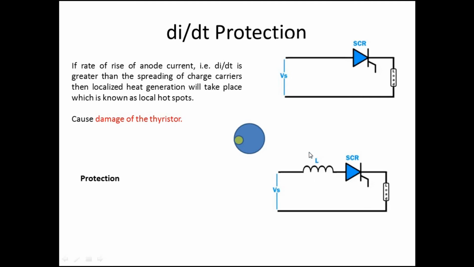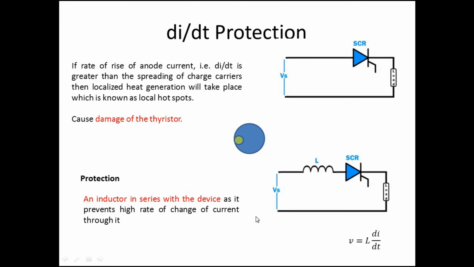Since the inductor has a voltage-current relation of V equals L di/dt, L equals V divided by di/dt. So L is inversely proportional to di/dt, and it will oppose the change in current. By providing a series inductor, we can inhibit or reduce the sudden change in current. So we are providing a series inductor for protecting against high di/dt.